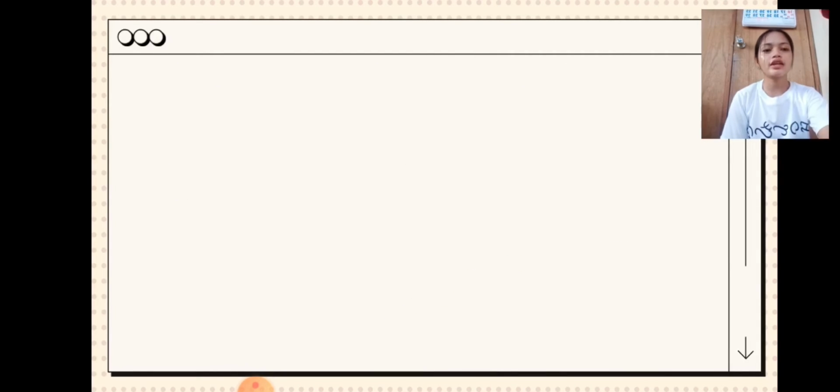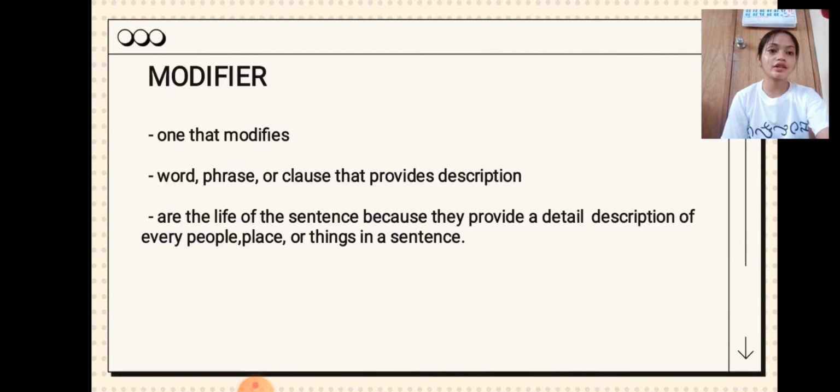But before anything else, since our topic is all about dangling modifiers, we should first identify what a modifier is. A modifier is the one that modifies, from the word modifies. It is a word, a phrase, or a clause that provides description. It is the life of the sentence because it provides a detailed description of every person, place, or thing in a sentence. That is what we call a modifier.